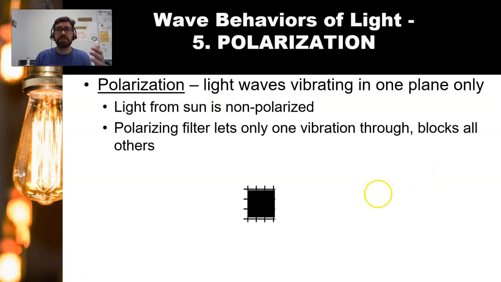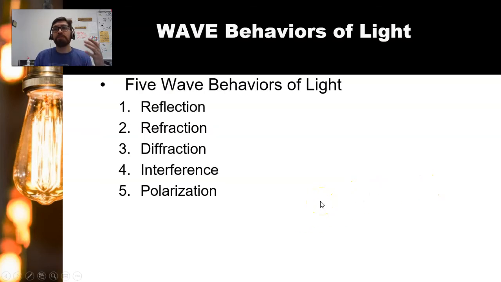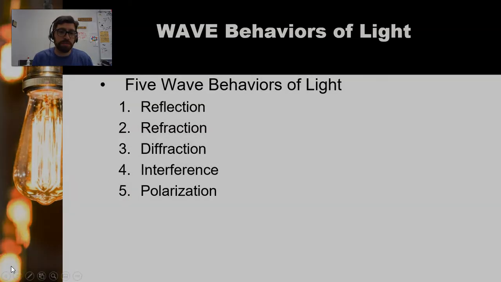So this seals the deal that light is a wave because it reflects, it refracts, it diffracts, and it does interference, and we get polarization from light. Light can be polarized. In the next video, we're going to look at the particle behaviors of light.